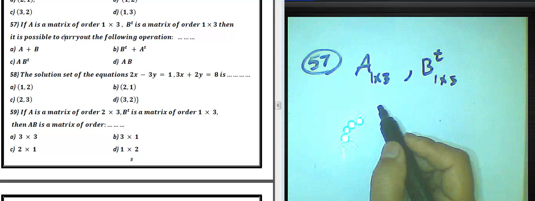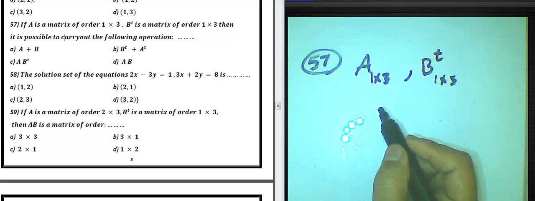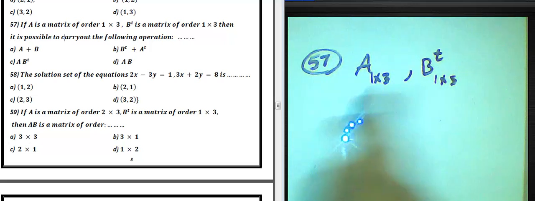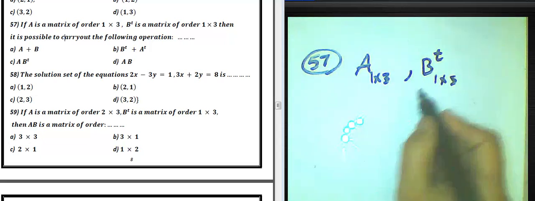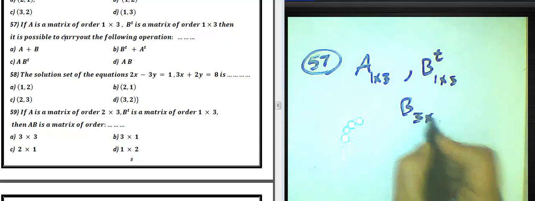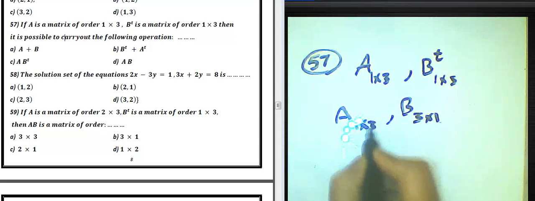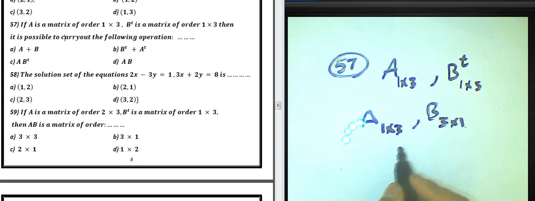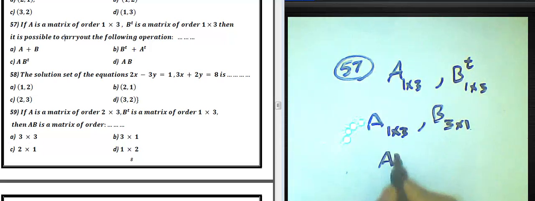Which is possible? We can find A plus B, B plus B. We can find them, but here it's the transpose of B. So we can convert this B power T. B will be 3 by 1, and A was 1 by 3. You can multiply matrix A and matrix B. Then it's possible to find AB.